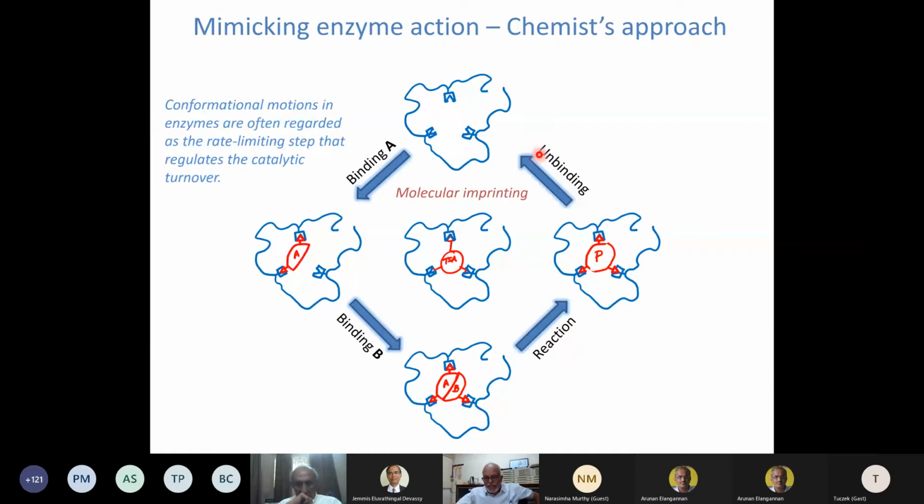The product should unbind. But the tough problem is that if you've designed the system so perfectly, the difference between the transition state analog and the product is very little, and therefore there's very little motivation for the product to leave once it is formed. And this is basically what is called product inhibition, which lowers the ability of the enzyme to function effectively. So how does one get over this?